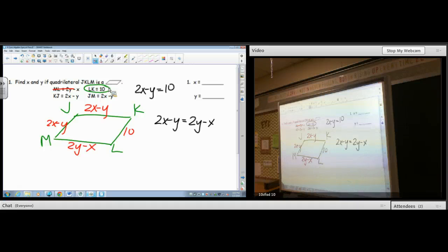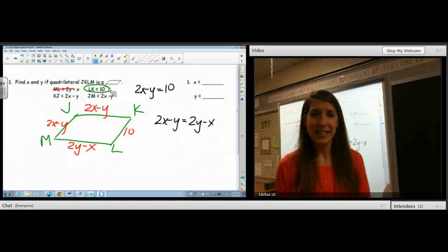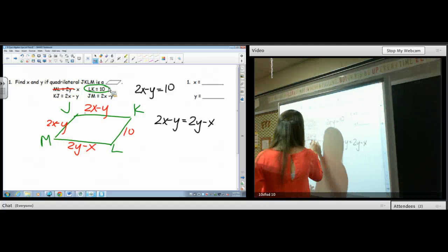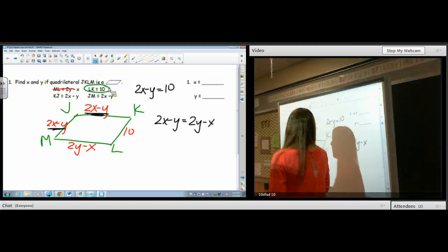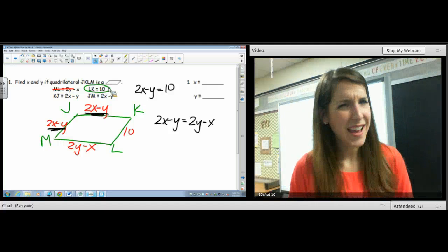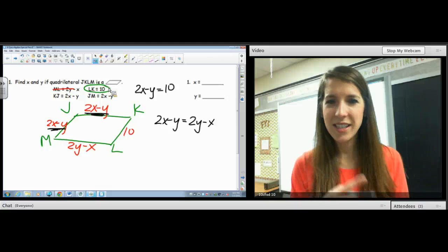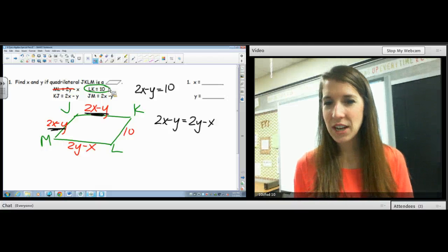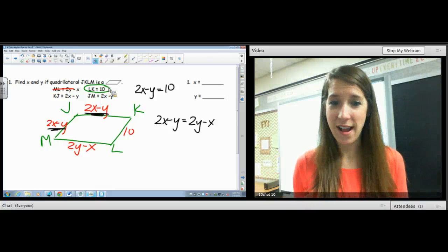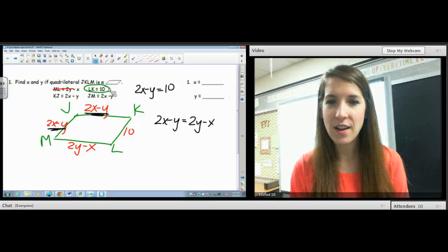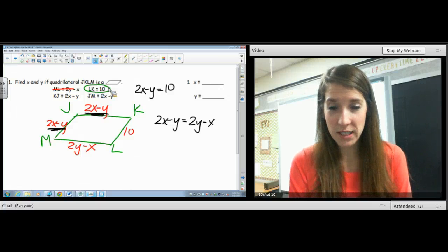Now, guys, one thing I noticed right away is that this is a parallelogram, and look, this side is the same as this side. And so if opposite sides are congruent and those two sides are congruent, then this has got to be a rhombus. So this actually is a rhombus and all sides are actually 10. But if you didn't see that, that's okay. But it is important to kind of notice things like that. This is a rhombus and all sides are 10.